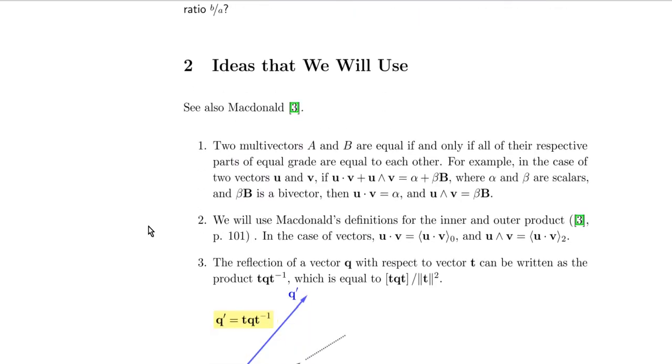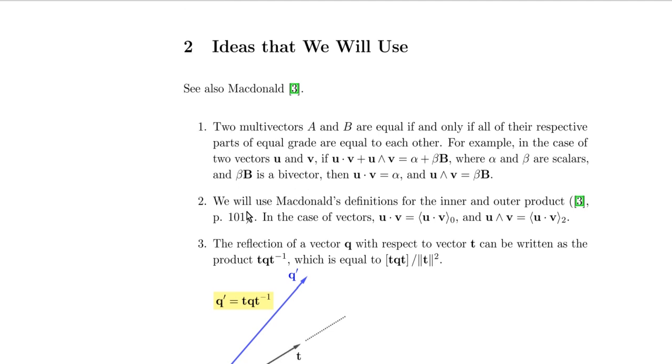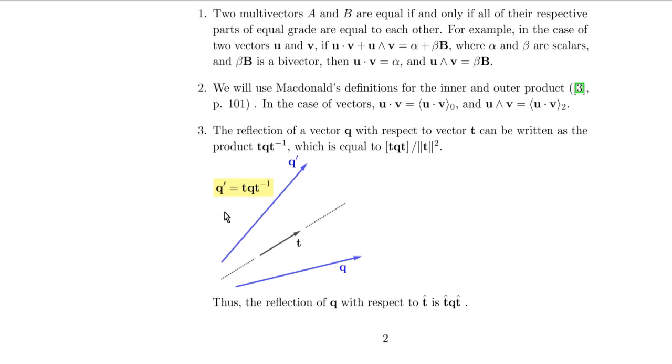First, the PDF goes through some ideas that we'll use. I've presented a lot of these in some detail for people who might be new to geometric algebra, but we'll just go through the key ones here. One is that in geometric algebra, we can very easily express the reflection of one vector with respect to another. For example, here Q prime is a reflection of Q with respect to T, and we can effect that reflection by multiplying Q on both sides by the unit vector T, just as shown here. So that's all very convenient.